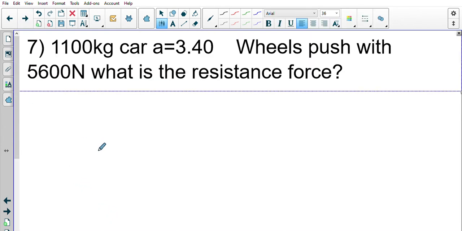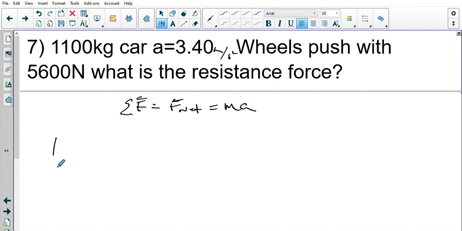You can always pause these things to take a look at them or go back over them. Question number 7. We have a 1,100 kilogram car and it's accelerating at 3.40 meters per second squared. The wheels push with 5,600 newtons. What is the resistance force? And again, we're bringing in the idea that the sums of our forces is equal to what we call our net force. These mean the same thing, and that's equal to our mass times our acceleration.